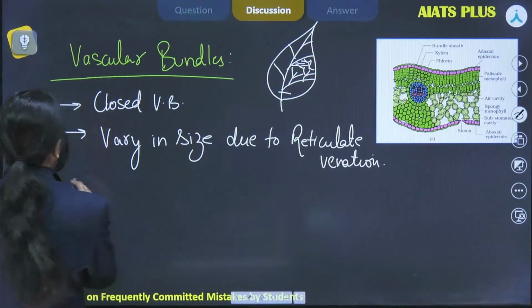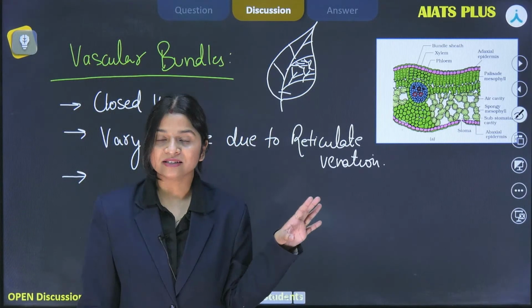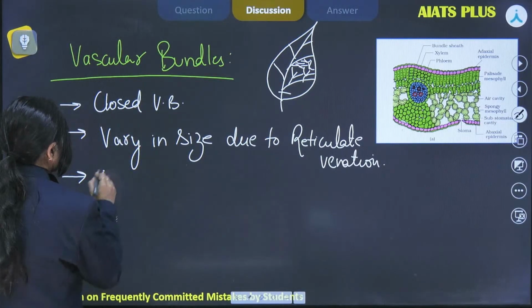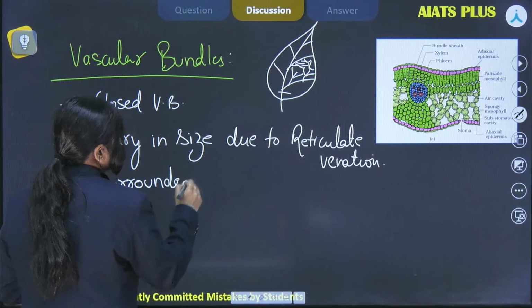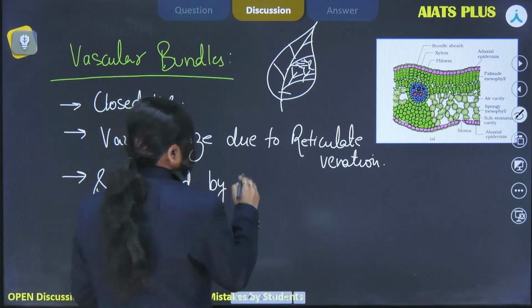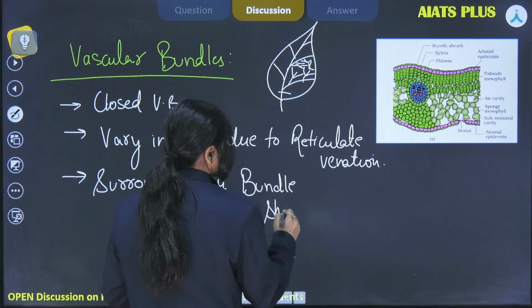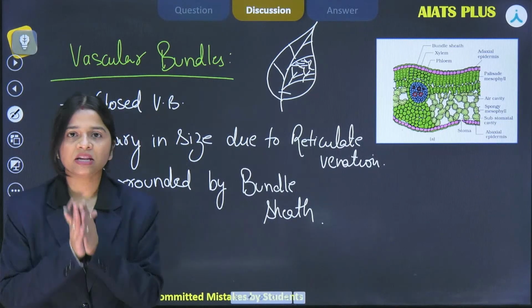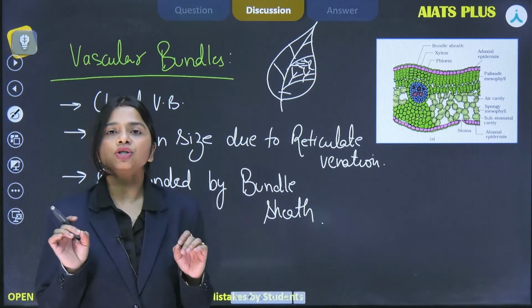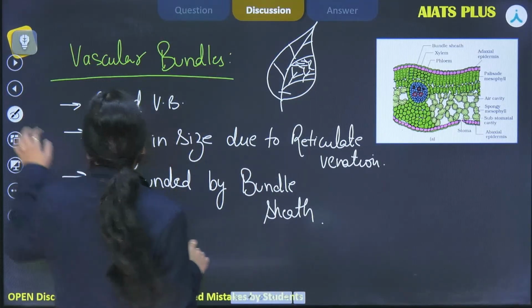Alright, now the third characteristic feature that we see is these vascular bundles are surrounded by bundle sheath. They are surrounded by bundle sheath. So these characteristic features should be very clear with you. This is a brief discussion of the anatomy of the dicot leaf. Now coming back to the question.